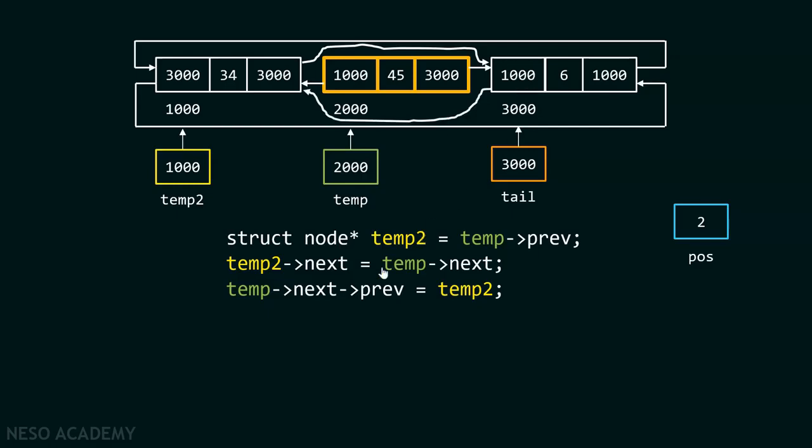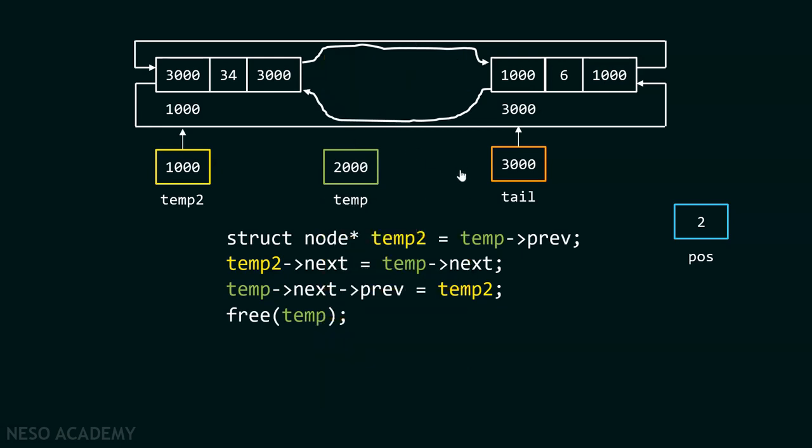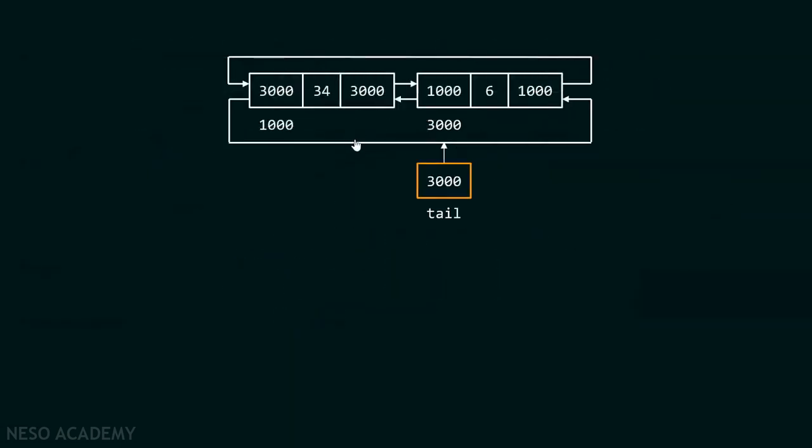Isn't that so? After this, we can free the node. That is, we can delete this node without any problem. And this is the resultant linked list so obtained, right? The time complexity is definitely big O of n because traversal is involved. So this is the time complexity, that is order of n.